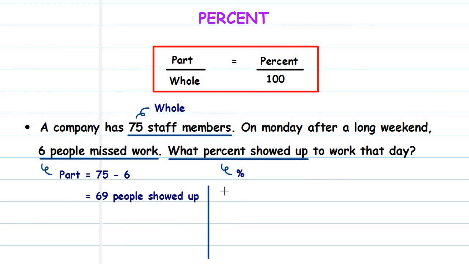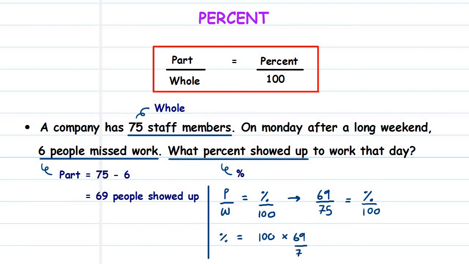Now we can try using the formula part over whole equal to percent over 100. Part is 69. Whole is 75. Equal to percent, which is what they're looking for, over 100. So percent is going to be equal to 100 times 69 over 75.